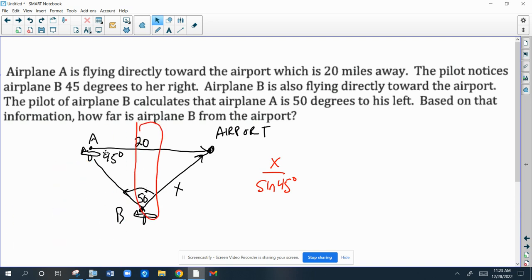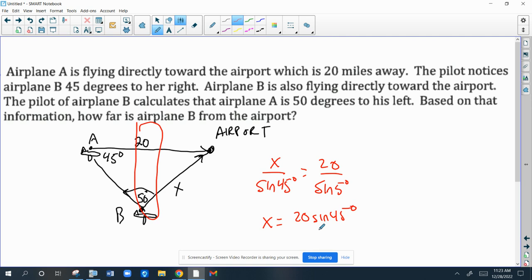x over the sine of 45 equals, you see that red circle? 20 over the sine of 50. And that's it. This is really simple. All you have to do is multiply the left side by sine of 45. So you get the x by itself. And then just type that into your calculator.